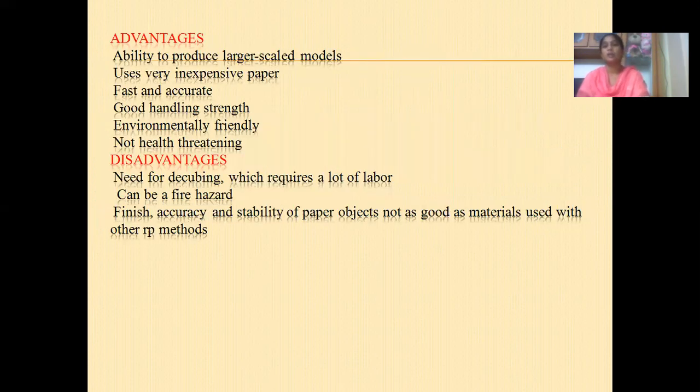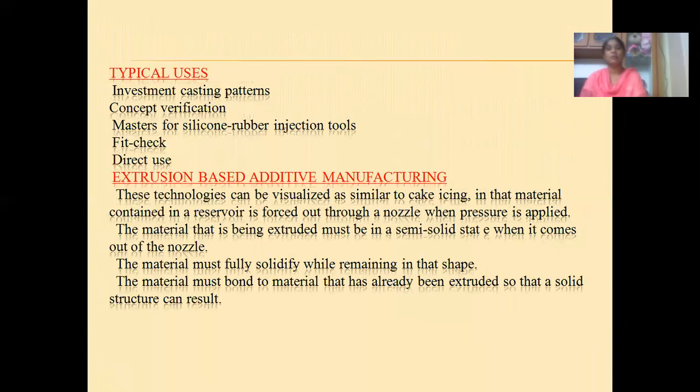These are the advantages of laminated object manufacturing: ability to produce larger scaled models, uses very inexpensive paper, fast and accurate, good handling strength, environmentally friendly, not health threatening. Disadvantages: need for decubing, which requires a lot of labor, can be a fire hazard, and finish accuracy and stability of paper objects are not as good as materials used with other prototyping methods.